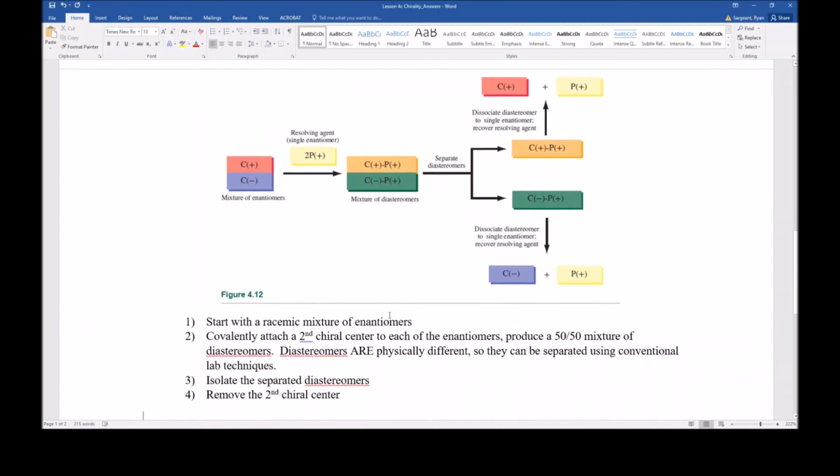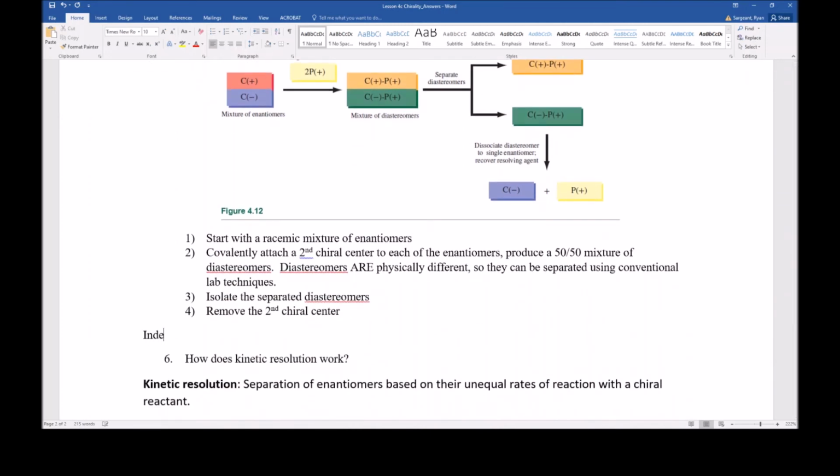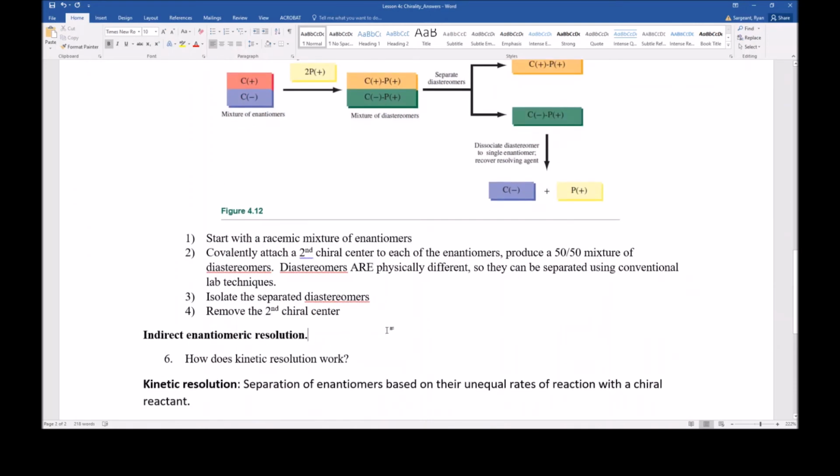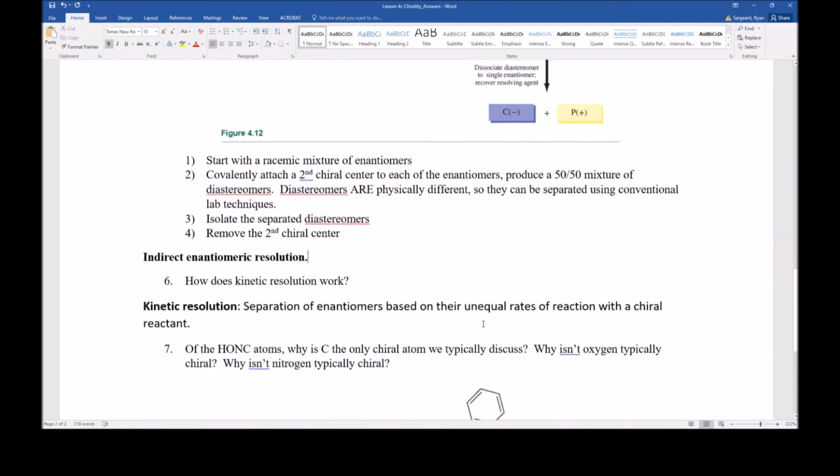enantiomer. So this is what's referred to as indirect enantiomeric resolution. Enantiomeric resolution, because we didn't actually separate the enantiomers in a single step. We separated the diastereomers and then turned them back into the enantiomers. So it's kind of this indirect. We kind of went around to do this, and it takes a lot of time.